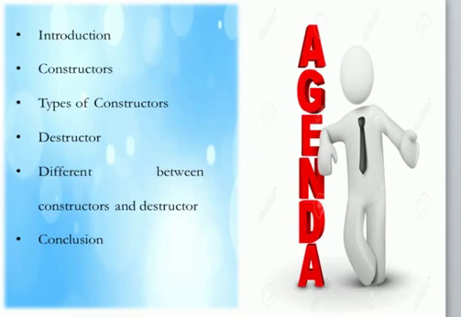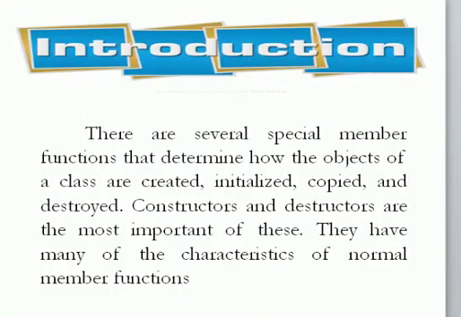First, we will get an introduction about constructor and destructor. We have several member functions to create an object: initialization, copy, destroy for a class. But constructor and destructor are the most important methods of these. It differs from a normal member function. How? Now we will see what that is and how it differs from other member functions.